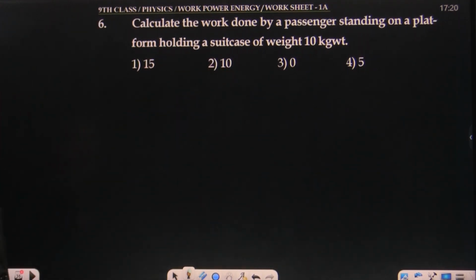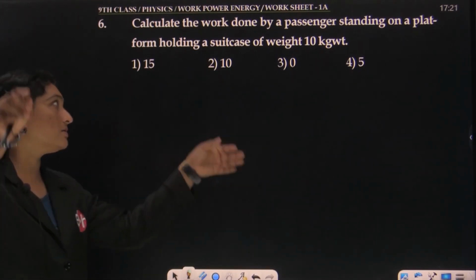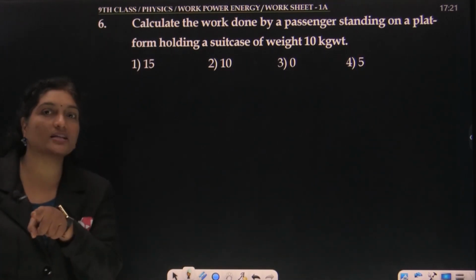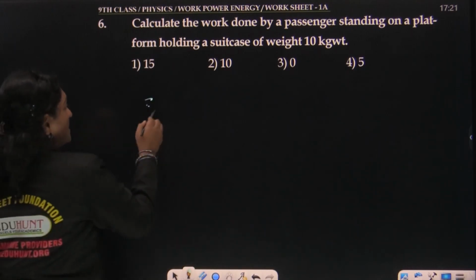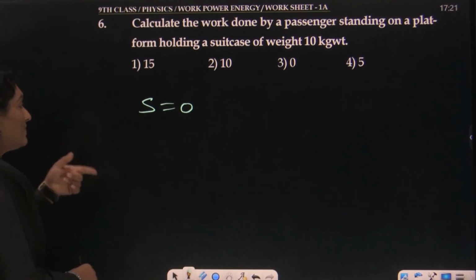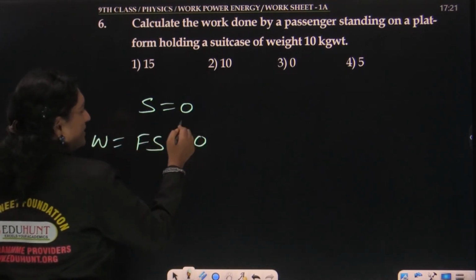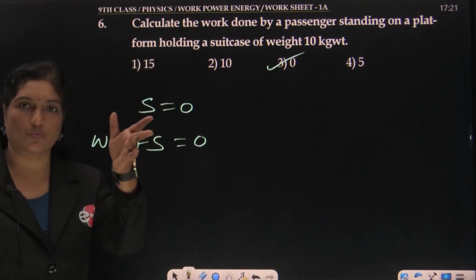Sixth one: calculate the work done by a passenger standing on a platform holding a suitcase of weight 10 kg. What is the person doing, children? The person is standing on the platform. Whenever the person is standing on the platform, the displacement is 0. So whenever the displacement is 0, work done is equal to F dot S, which is equal to 0. Hence option 3 must be true.